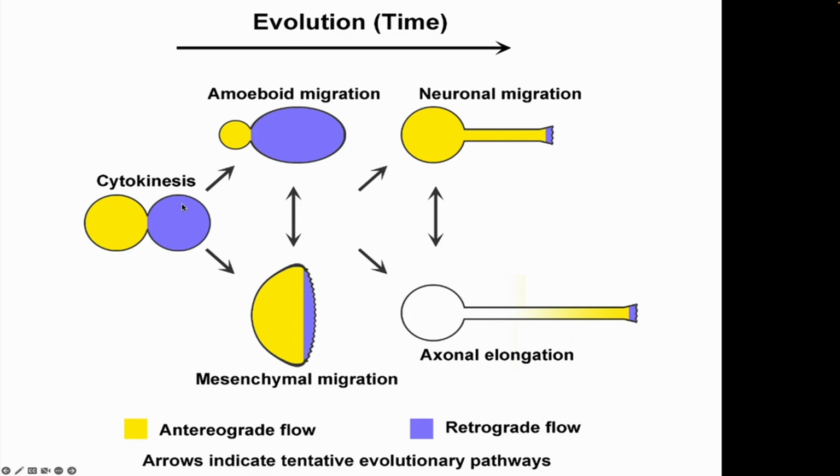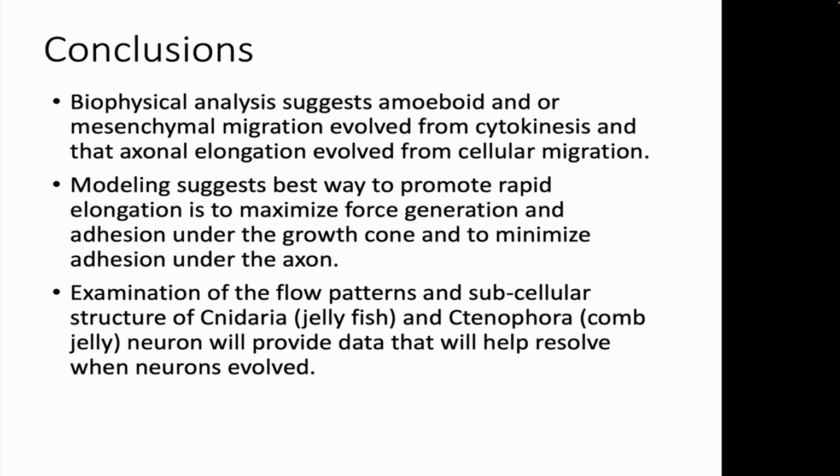For example, we can imagine that from cytokinesis, ameboid migration may have evolved first, and then mesenchymal migration evolved later. Likewise, from mesenchymal migration, one might suspect that neuronal migration first evolved, and then later axonal elongation evolved. Nonetheless, there are a lot of different ways that this could have occurred. So we feel like this is a really interesting question that hasn't been explored, and there's a great deal of really interesting biology that I think is going to be uncovered by understanding the evolution of axonal elongation.